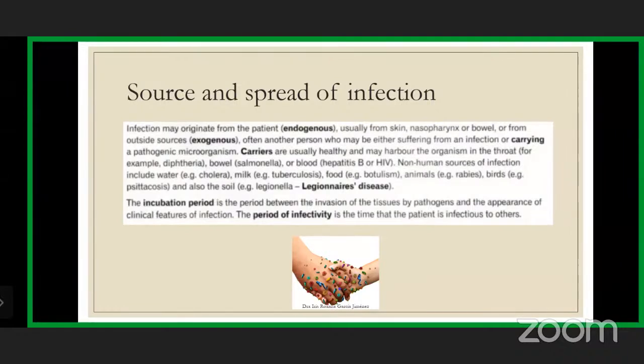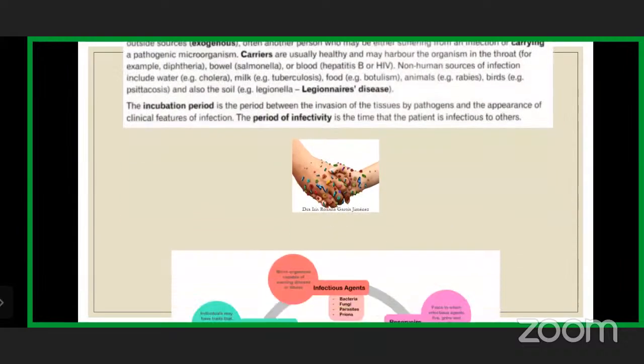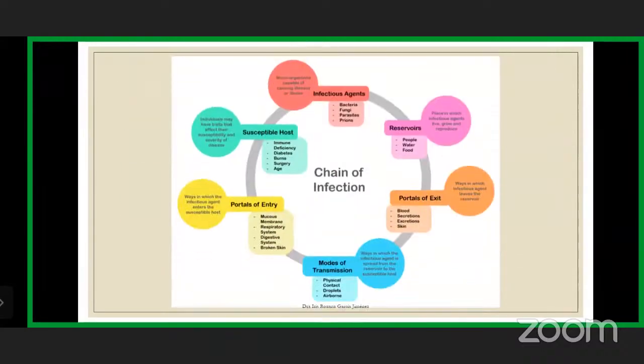The incubation period is the period between the invasion of the tissues by pathogens and the appearance of clinical features of infection. The period of infectivity is the time that the patient is infectious to others. So you can see that here we have the definition, the expression, how we have to talk about it and understand it. Now we have the chain of infection, just as an information slide for taking more vocabulary.